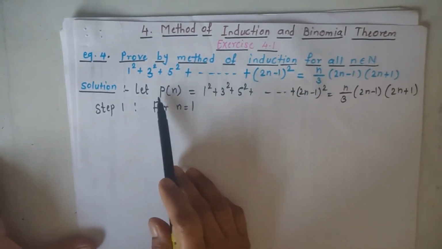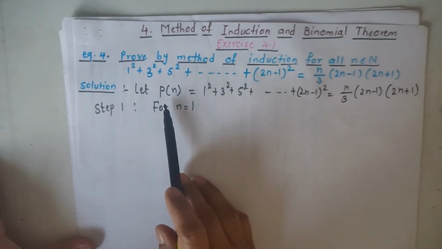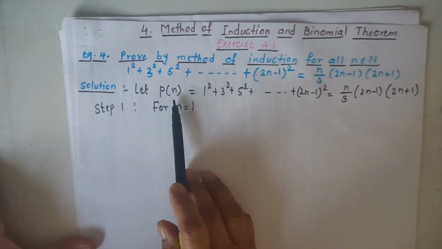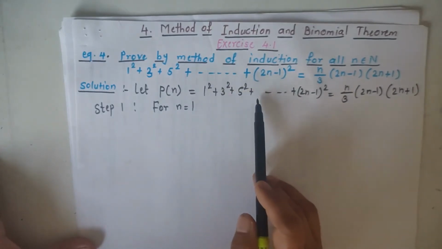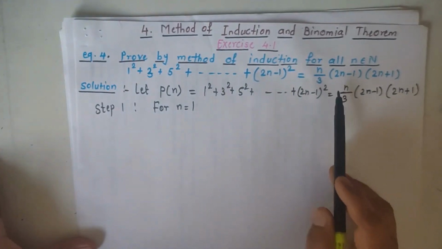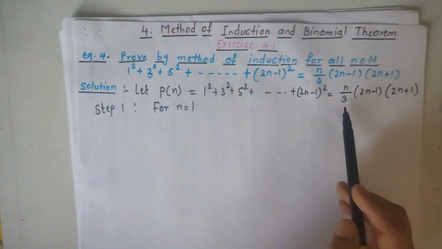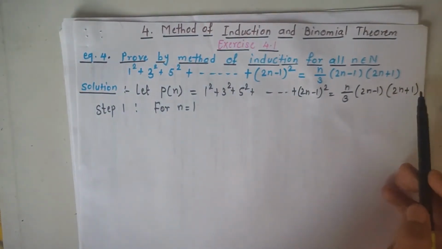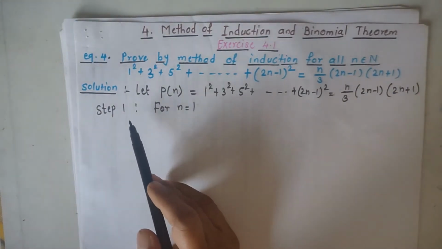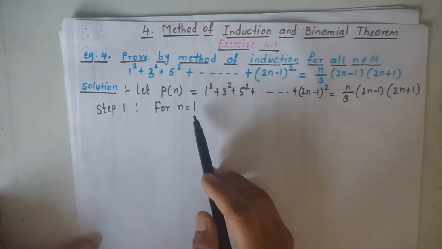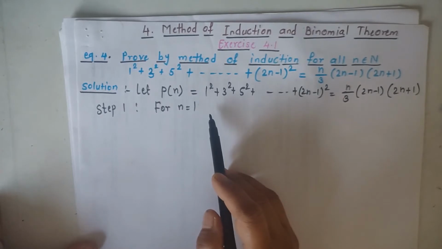First, consider the given statement P of n. So let P of n be 1 square plus 3 square plus 5 square plus up to (2n minus 1) square is equal to n by 3 into (2n minus 1) into (2n plus 1). Now in step 1, we have to prove for n is equal to 1.